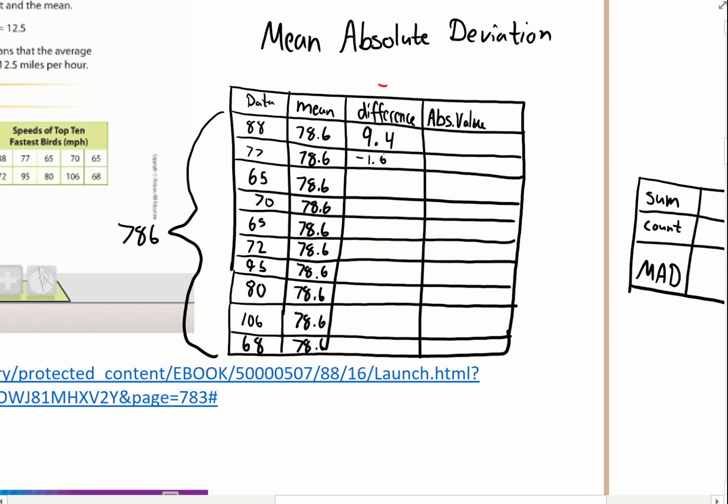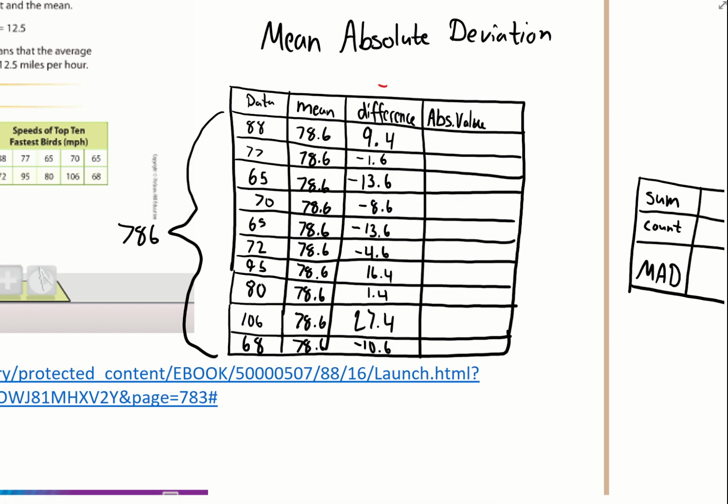And it's okay if it's negative. We'll get to that part in the next column. So you have 65 minus 78 and 6/10. That's going to be negative 12 and 4/10. I did make a slight error with the 65 minus 78 and 6/10. It should be 13 and 6/10.